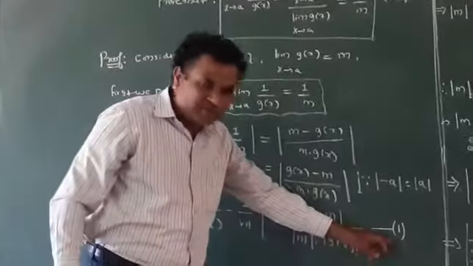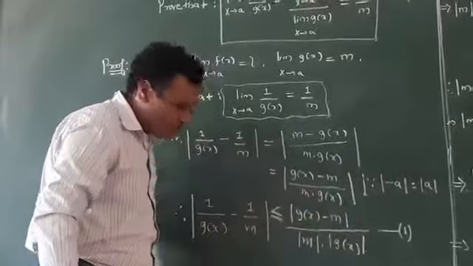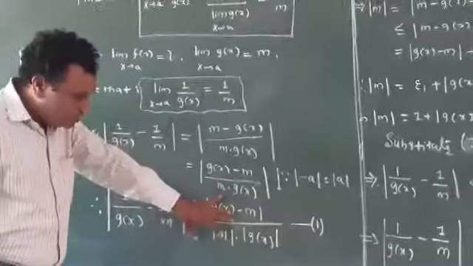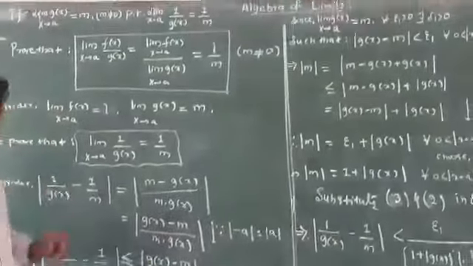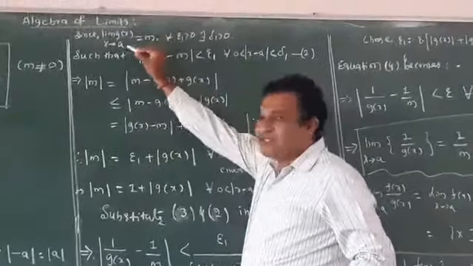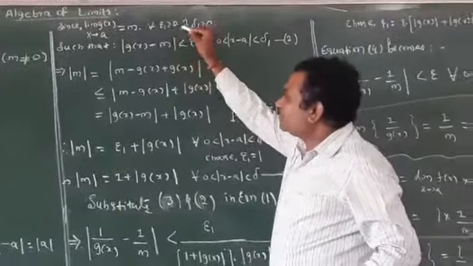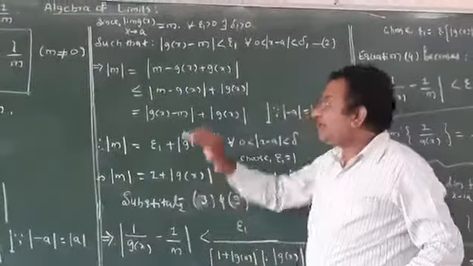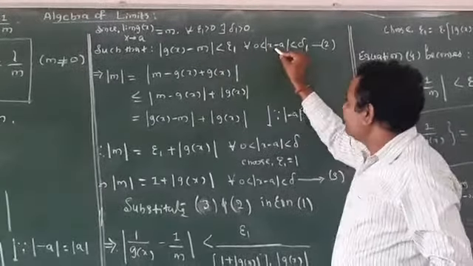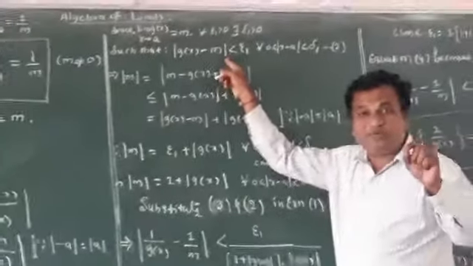Call this equation number 1. In equation number 1, we have to find the values of modulus of g of x minus m, modulus of m and modulus of g of x. Those values we substitute in this equation, and we will get the required result. In order to prove that, consider limit of g of x as x tends to a equals m. According to the limit definition, for epsilon 1 greater than 0, there exists delta greater than 0 such that modulus of g of x minus m is less than epsilon 1. This is the condition, call it equation number 2. We are writing this according to the definition of limit.